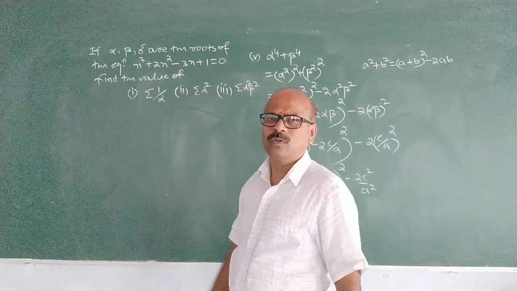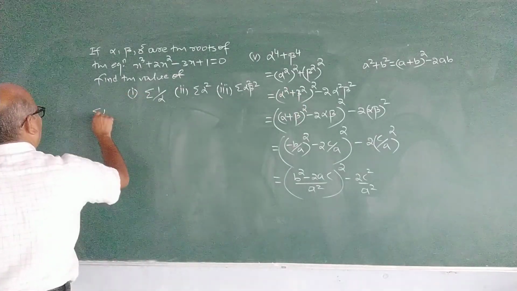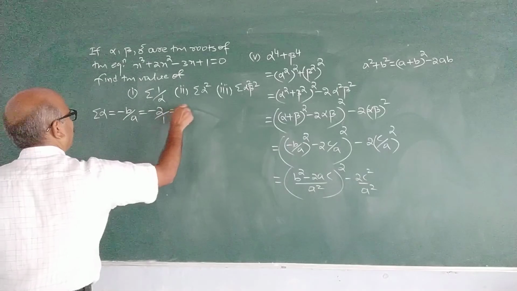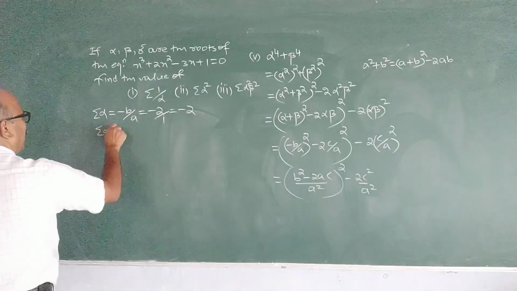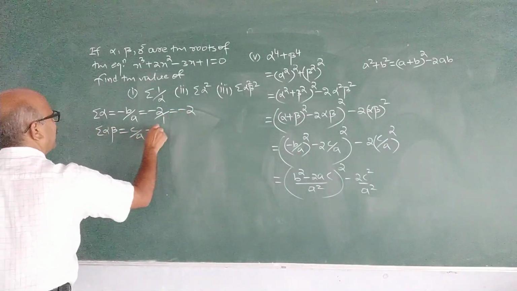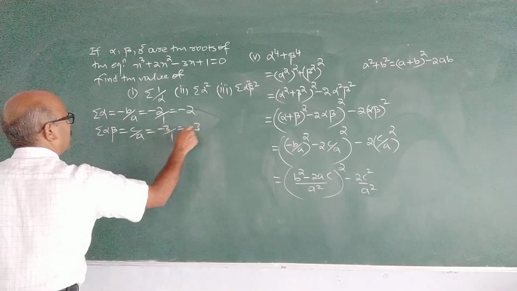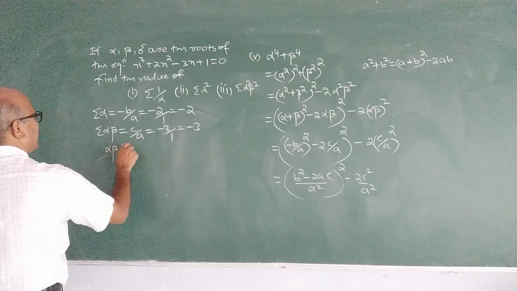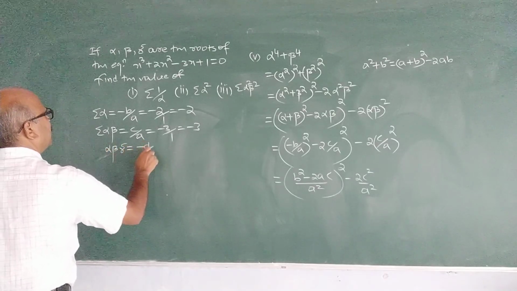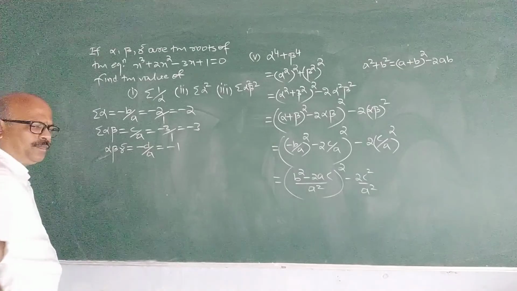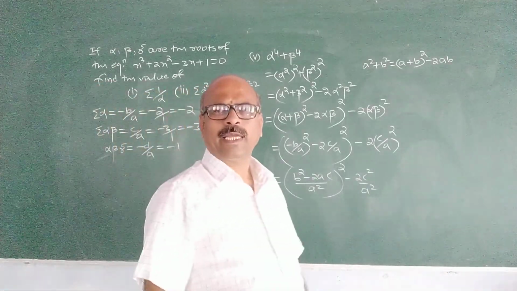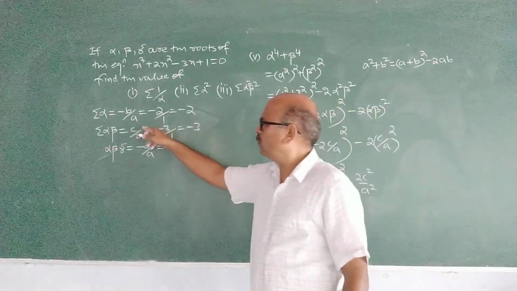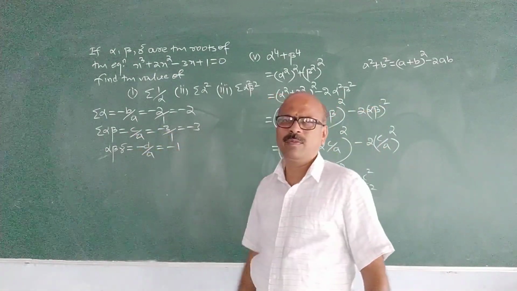What is the relation between roots and coefficients here? Sigma alpha is minus b by a, so minus 2 by 1, minus 2. What is sigma alpha beta? c by a, minus 3 by 1, minus 3. Sigma alpha beta gamma, all the roots taken at a time, is minus d by a, so minus 1. These are the expressions that are known: sigma alpha, sigma alpha beta, alpha beta gamma.